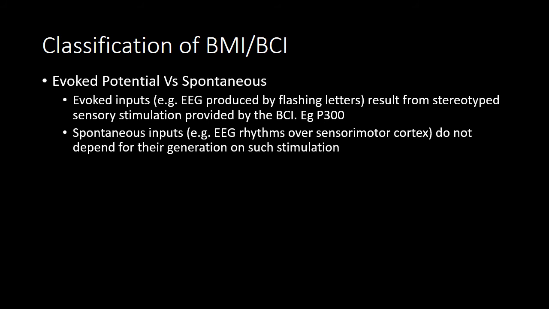Before going into the applications of brain-machine interface or brain-computer interface, I would like to explain a few terms. One is the difference between the evoked potential and spontaneous potentials. Evoked potentials are the EEG signals that are generated by sensory stimulation and provided by the BCI. For example, we apply a visual light to generate certain frequency bands in EEG. In spontaneous inputs, the visual sensory stimulation is not needed to generate the EEG signals.